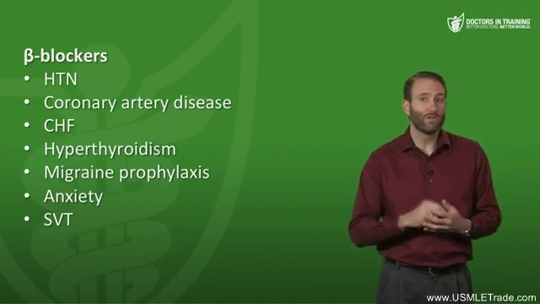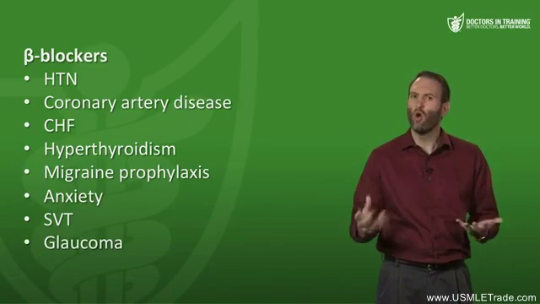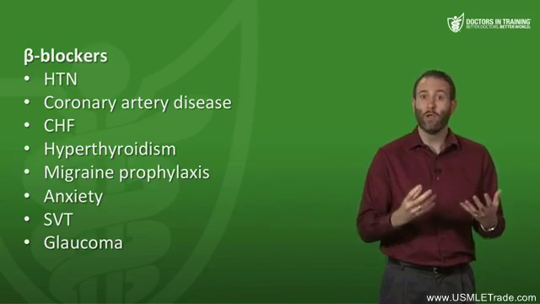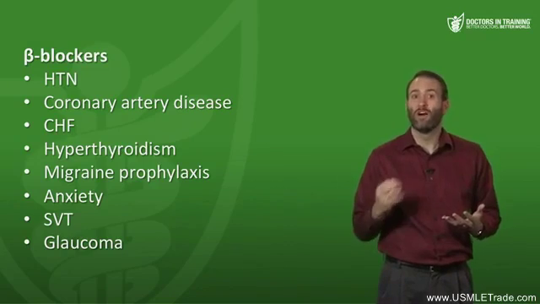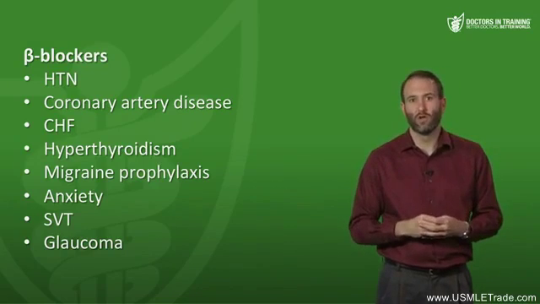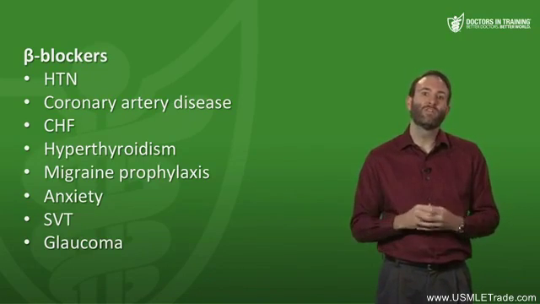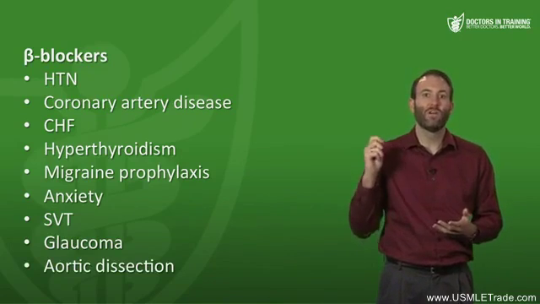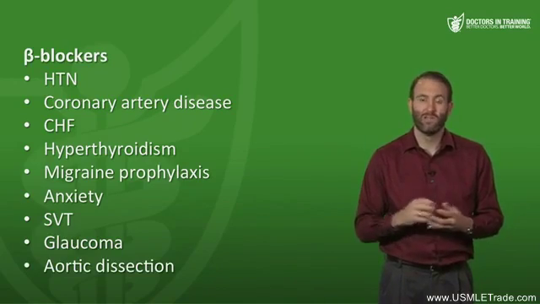One not so obvious clinical usage of beta blockers is in glaucoma. Beta blockers, when used topically like, say, timolol, can actually decrease the production of aqueous humor and improve the situation of glaucoma. Another use for beta blockers is aortic dissection. So beta blockers are the antihypertensive drug of choice in patients with aortic dissection.